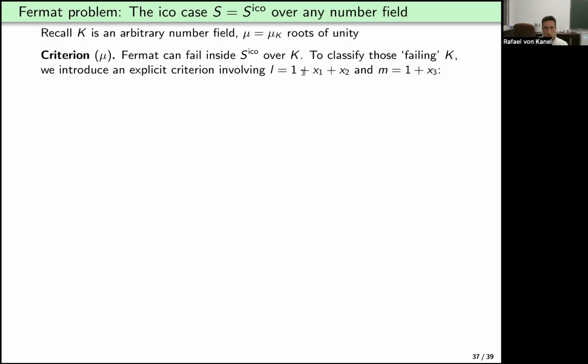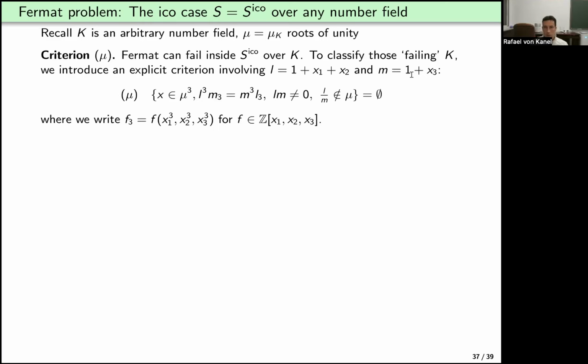So we look at the linear form L equal to 1 plus x1 plus x2, and M equal to 1 plus x3. And then we can look at the following criterion mu, where we look at a certain set which depends on the roots of unity mu in this number field K, and some polynomial equations need to be satisfied. Also, LM needs to be non-zero, L over M is not in mu, and if this set, which depends only on the roots of unity of K, is empty, then we say this criterion mu is satisfied. And here, for this notation, for a polynomial f, we say f of 3 means we take f and then inside, we take the third powers, so x1 to the 3 and so on.